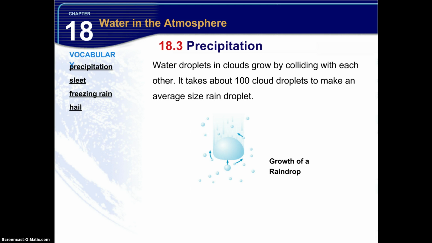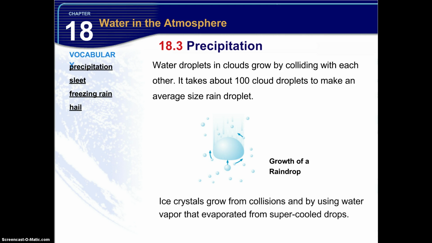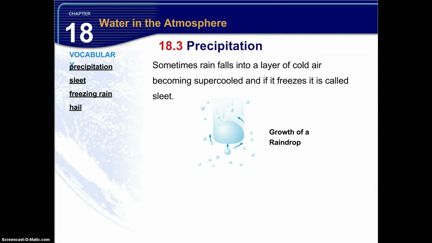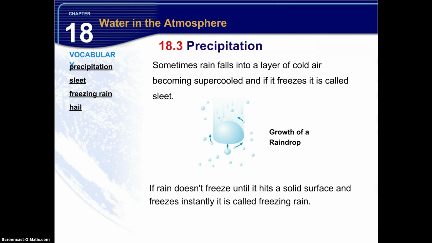Water droplets in warm clouds grow by colliding with each other. It takes about 100 cloud droplets to make an average size raindrop. In cold clouds, ice crystals grow from collisions and by using water vapor that evaporated from supercooled drops. Sometimes rain falls into a layer of cold air, becoming supercooled, and if it freezes, it's called sleet. Now, if rain doesn't freeze until it hits a solid surface, freezing instantly, it's called freezing rain.